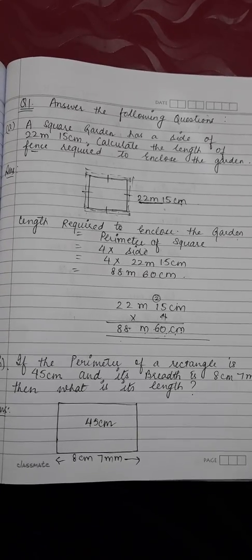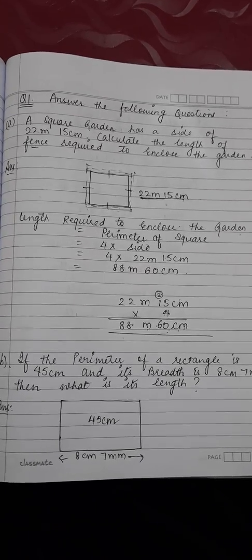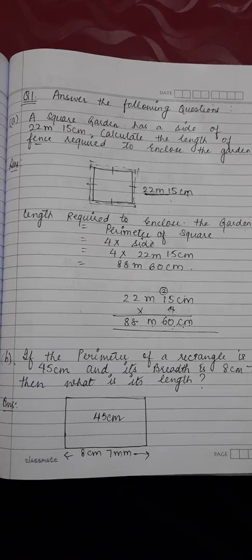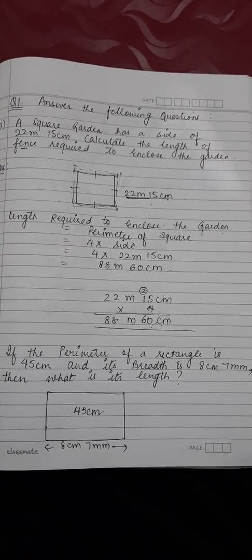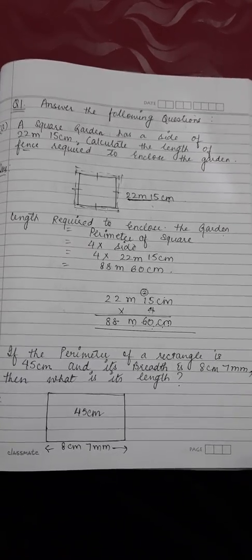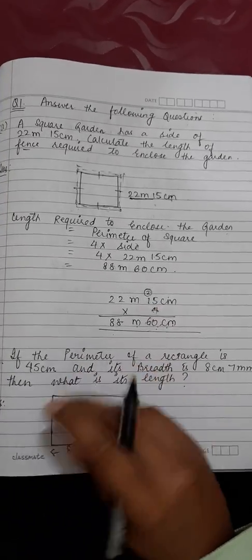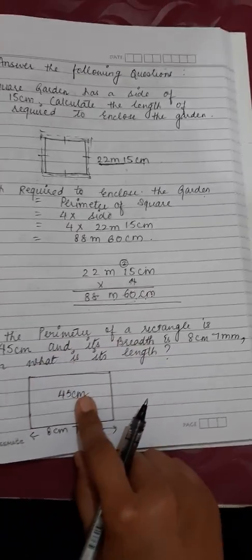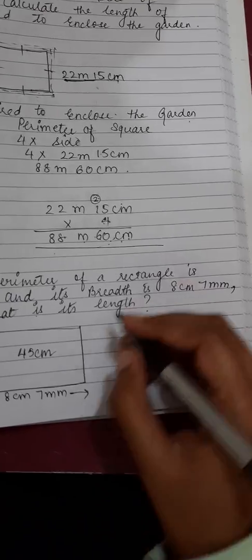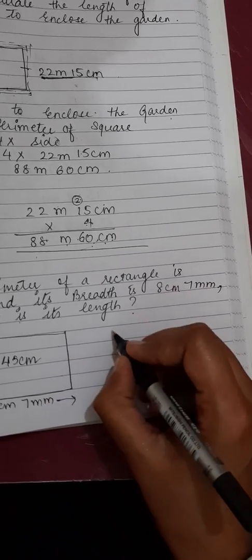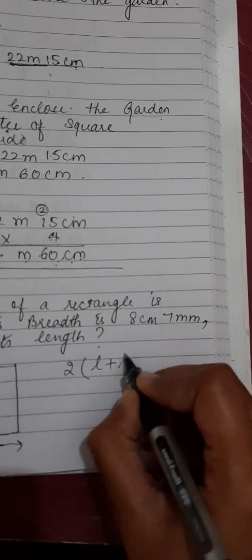Now let's move to the B part. If the perimeter of a rectangle is 45 centimeters and the breadth is 8 centimeters 7 millimeters, then what is its length? Now this is a rectangle, and for the rectangle, what is the formula of the perimeter? Rectangle formula: perimeter of the rectangle is twice of length plus breadth.